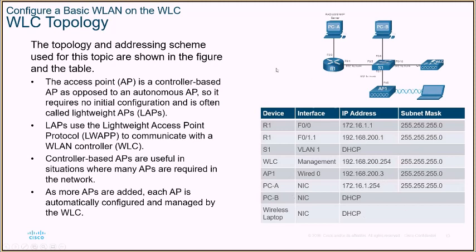Okay, so basically the access point is a controller-based access point as opposed to an autonomous one, so it requires no initial configuration, and is often called a lightweight access point, or LAP. They use the lightweight access point protocol to communicate with the wireless LAN controller. Controller-based APs are useful in situations where many APs are required in the network. As more APs are added, each AP is automatically configured and managed by the wireless LAN controller.